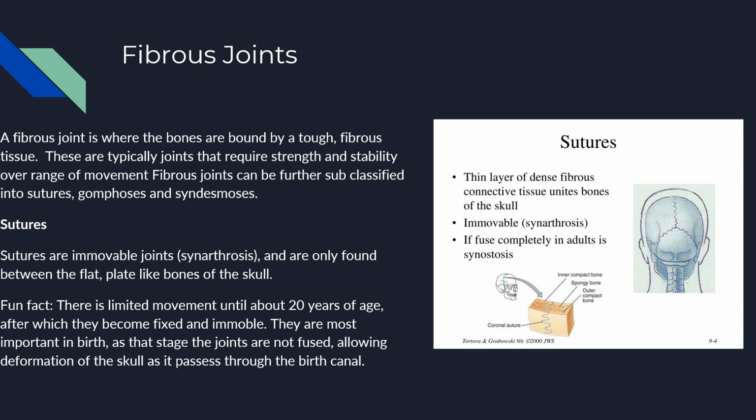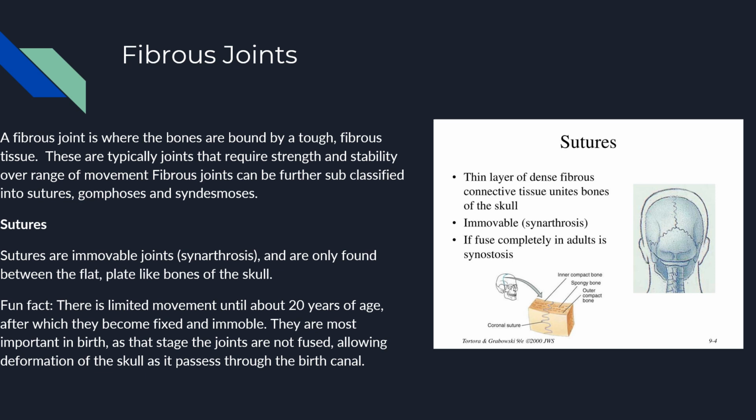A fibrous joint is where the bones are bound by a tough fibrous tissue. These are typically joints that require strength and stability over a range of movements. Fibrous joints can be further subclassified into sutures, gomphoses, and syndesmosis.